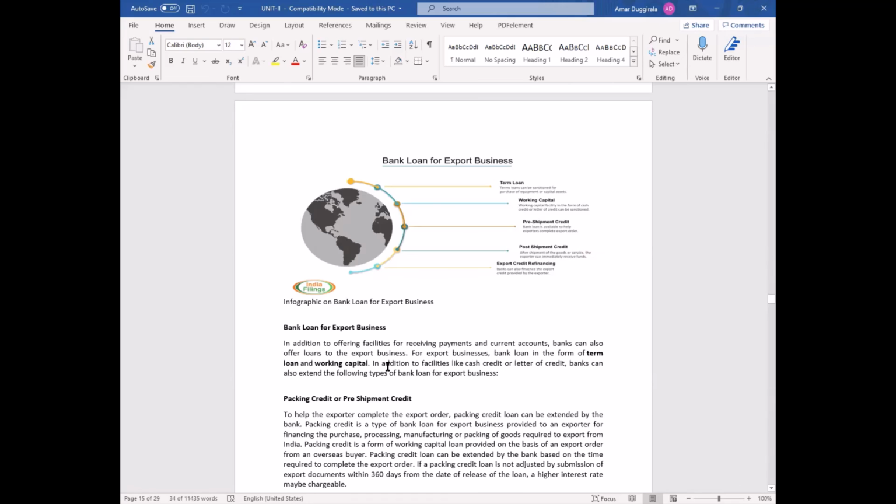So this is where your unit 2 gets over. If you have any questions on unit 2 related to how employment of funds happens for loans, types of loans, profitability, liquidity, long-term financing, short-term financing, types of secured loans, types of charges created on securities, properties, and bank loan for export business, please let me know. And this is the last lecture.